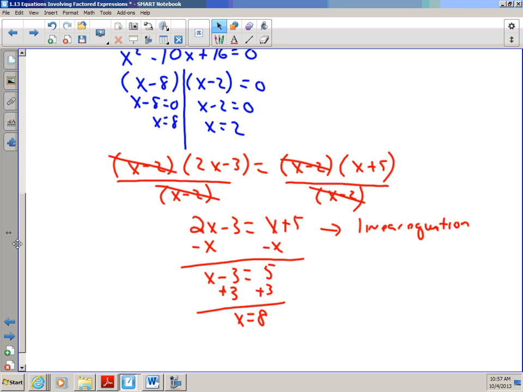What answer has disappeared here? The answer of 2. Why has that disappeared? Because if I substitute 2 in here, it makes the denominator 0, and algebra tells us that that's not valid, so it kicks it out as an answer. So what's the point? Dividing by a variable to solve a quadratic equation, which I'll define in a moment, is not a valid process. Okay.